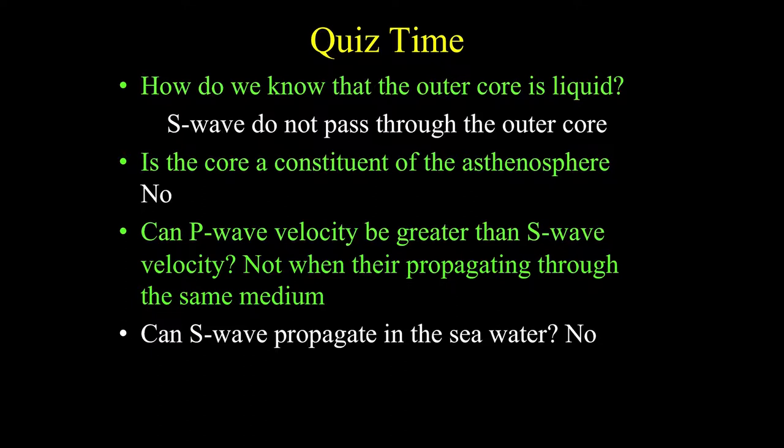Now let's go over the questions and their answers. How do we know that the outer core is liquid? The answer is that S waves do not pass through the outer core. Is the core a constituent of the asthenosphere? The answer is no. You may see previous lectures for more details.